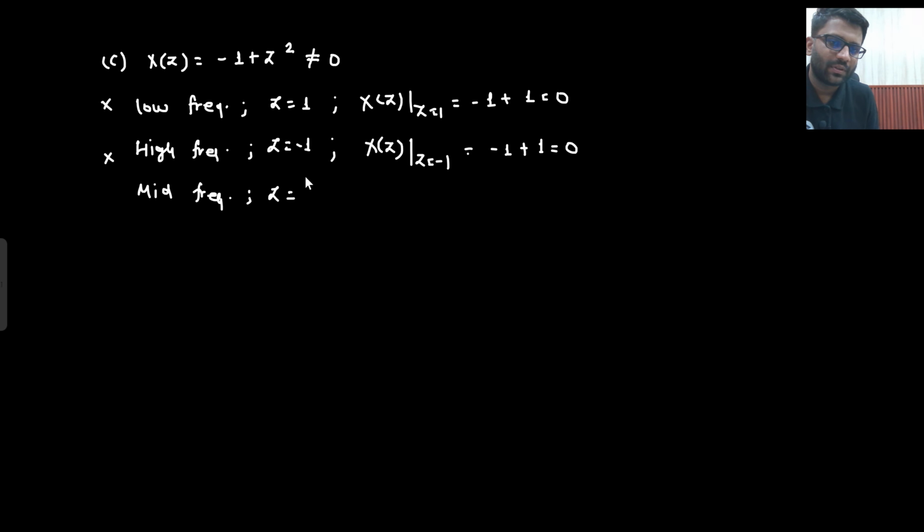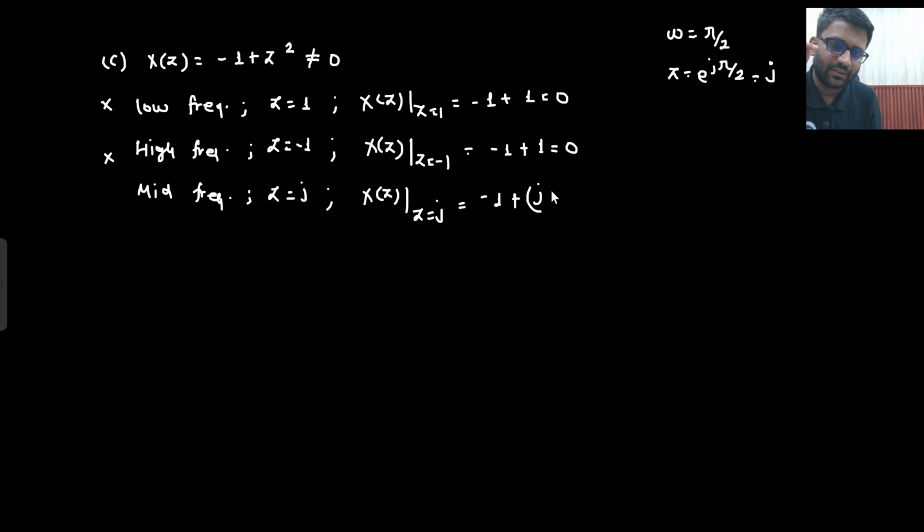Z equals e to the power j omega. What is the mid frequency? Omega equals pi by 2. So what is z? e to the power j pi by 2, that means j. So z equals j. So what will be your X of z at z equals j? That would be minus 1 plus j square, that would be minus 1 minus 1. So the gain is minus 2. So yes, mid frequency is being passed.